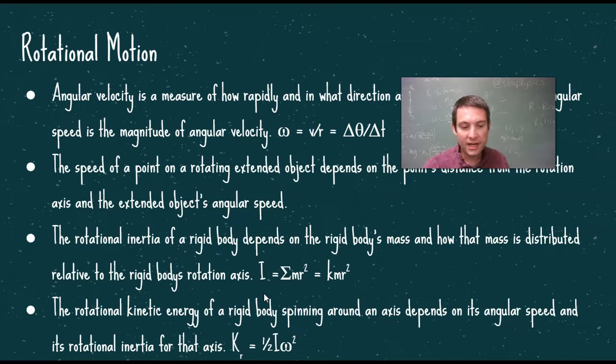The rotational kinetic energy of a rigid body spinning around an axis depends on its angular speed and its rotational inertia for that axis. Rotational kinetic energy equals 1/2 I omega squared.